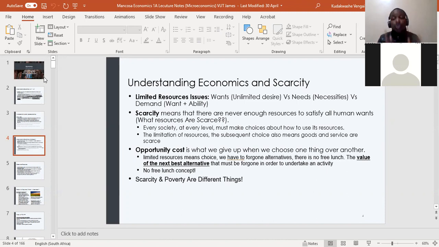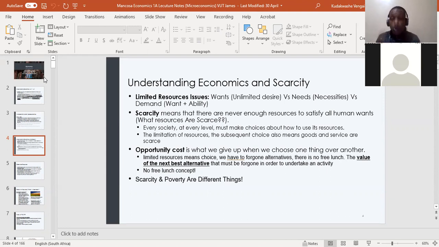Now, when I produce that specific something, I have to forego something else. I could have used the farm for cabbages instead of wheat. I could have even chosen not to do farming. I would have put a mine on the farm, right? And found some gold or some iron ore on the farm. So I have to make a choice. When I make that choice, I forego something.